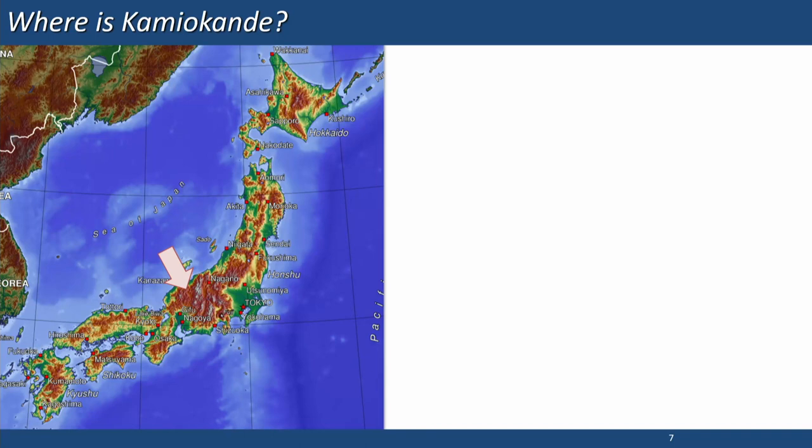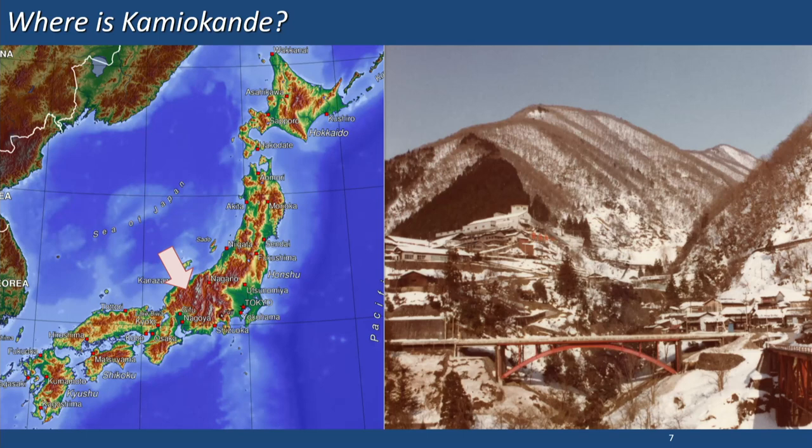Let me introduce the location of the Kamiokande experiment. Kamiokande is located there. Of course, you know the location of Tokyo. Also, you may know the location of Tsukuba. Compared with these cities, Kamiokande must be located in the mountain area. In fact, it is right. This is a photo taken about 40 years ago, and Kamiokande was located in the mountain here.